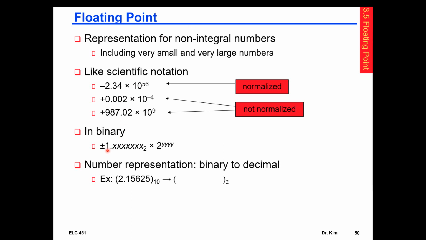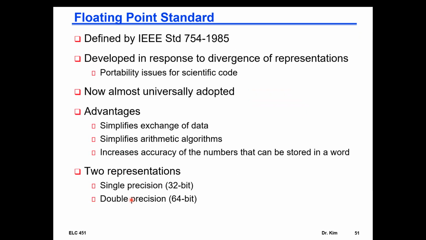One thing to notice is that if we normalize the number to 1 point something, that 1, we don't have to include it. We don't have to include it in our number because it's always there, it's implied. And we gain 1 more bit to store more fractional bits and give us more precision. Okay? So if we had this number, how would that look in binary? That's an exercise for you to do after we finish the presentation.